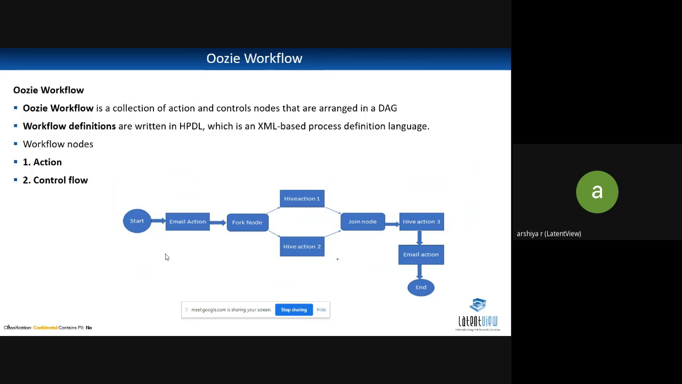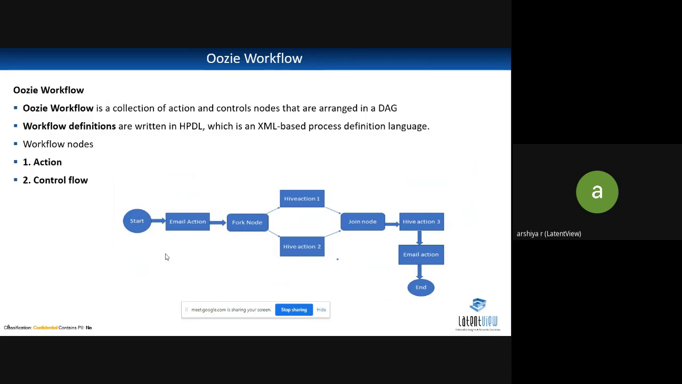And the fourth one is the decision workflow node. Suppose you provide a condition, and if the condition is evaluated to be true, then you want a corresponding transition to take place. And if it is not evaluated to be true, then you want some other transition to take place. That time you can use the decision node, which is one of the control flow nodes. And the last one is fork and join.